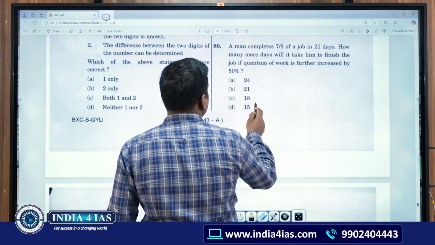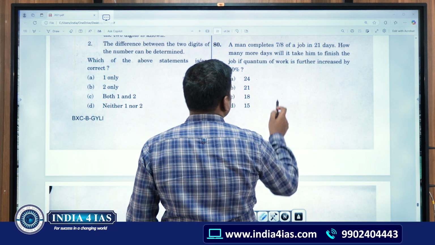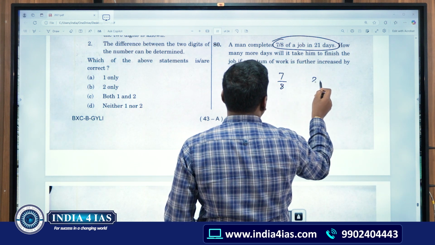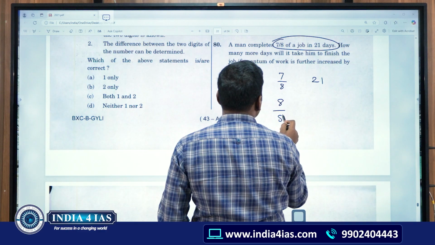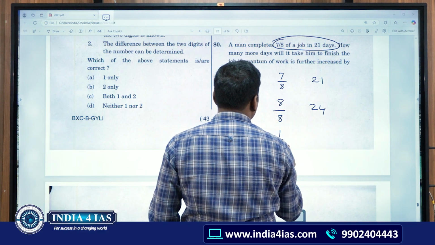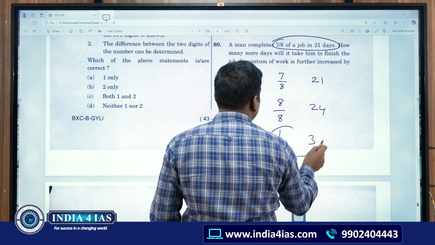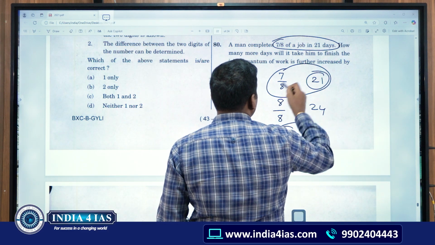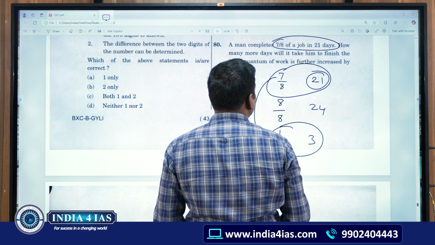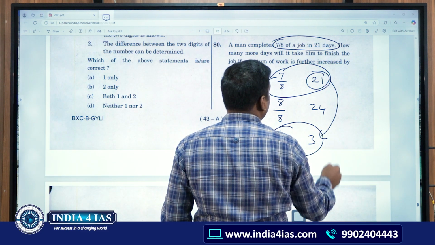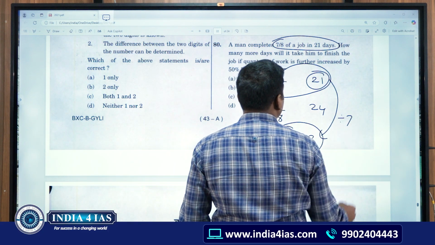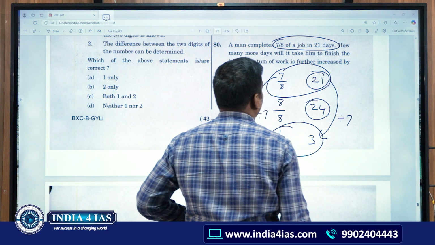Next one. A man completes 7 by 8 of the job in 21 days. So 7 by 8 of the job is done in 21 days. So 1 by 8 of the job is remaining, which is 7 times less, so that will be done in 3 days. So to finish the full job will take 24 days.